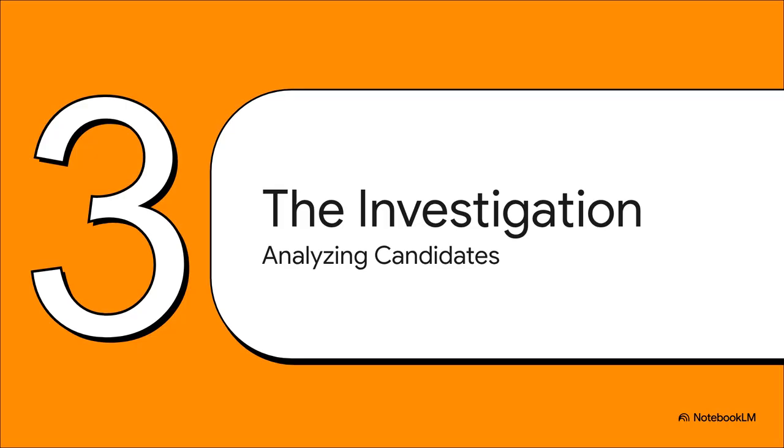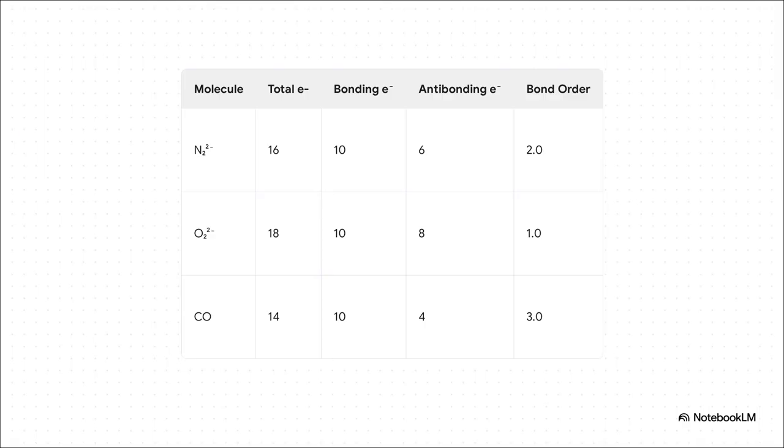Now for the fun part, the investigation. Let's start analyzing our candidates. We're going to be methodical about this and start with the very first group, option A. All right, let's run the numbers for option A. First up, dinitrogen 2-. It's got 16 electrons. We do the math, and we get a bond order of 2.0.